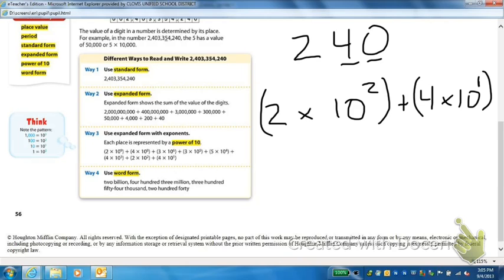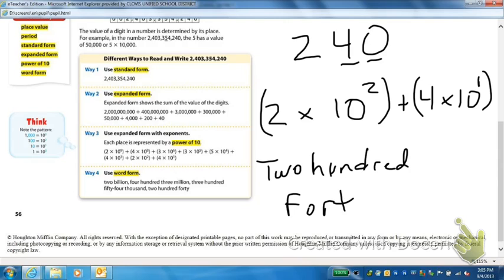And the last way, word form. 240. Now we don't say and, we just say 240.